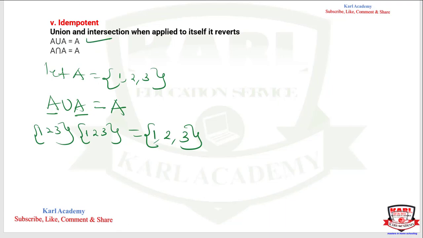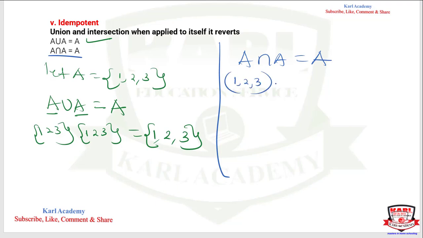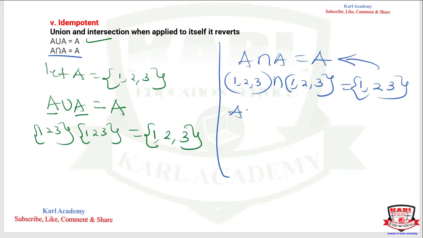Now let's look at the second one, which is intersection. A intersection A, you will get A. A is {1, 2, 3}, intersected with another {1, 2, 3}. Which elements are common? All the elements are common. You just find 1, 2, 3, and this is the A we are talking of. That's why it's proved that A intersection A is truly A.